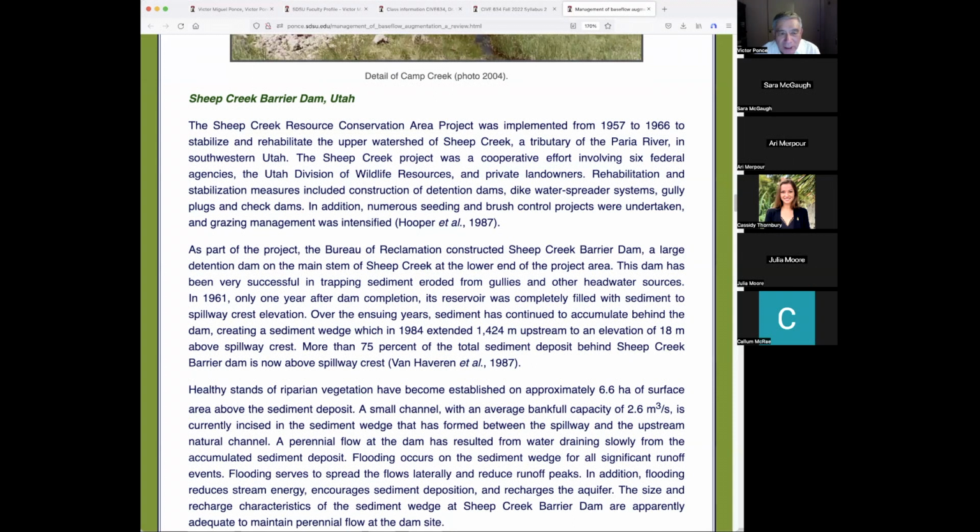Sheep Creek project was a cooperative effort involving 6 federal agencies and private landowners. Rehabilitation and stabilization measures including construction of detention dams, dike water spreader systems. They wanted to make sure that the water was not going to run off, that it was going to stay in the field, in the premises. Gully plugs and check dams. Numerous seeding and brush control projects. And as part of the project, the Bureau constructed Sheep Creek Barrier Dam.